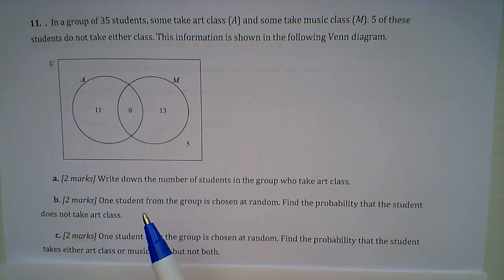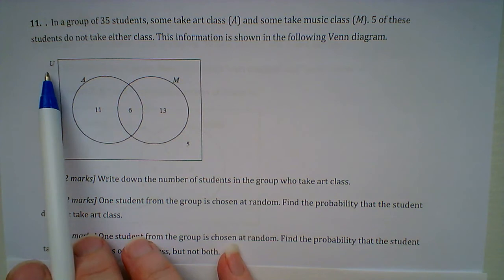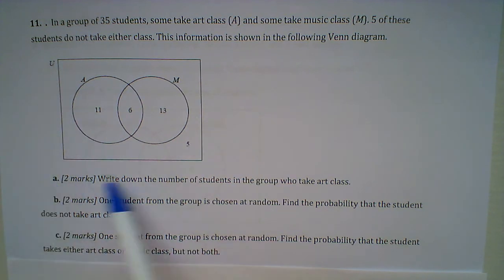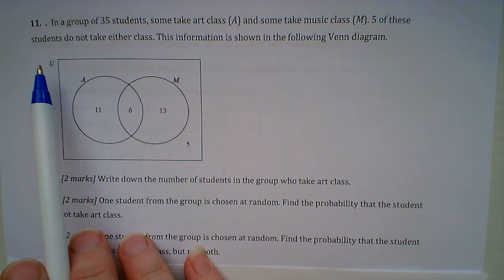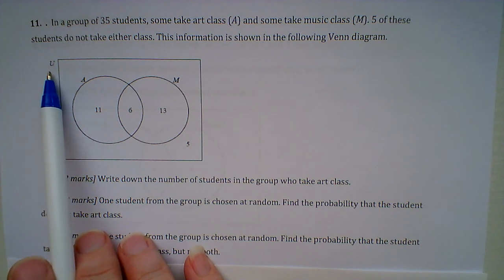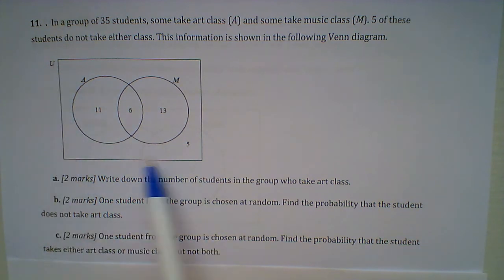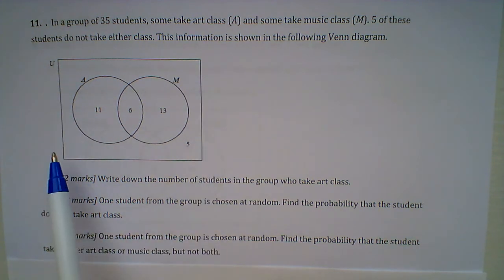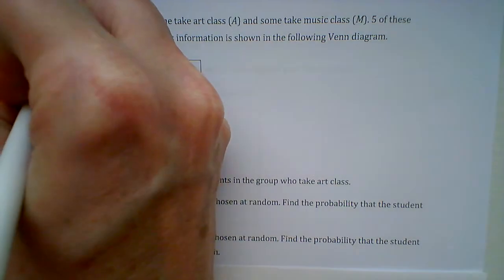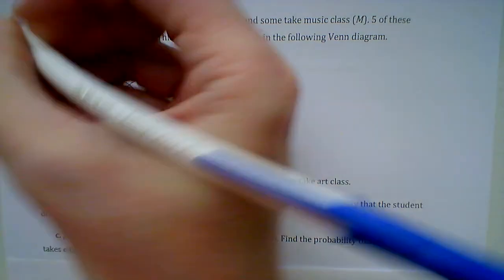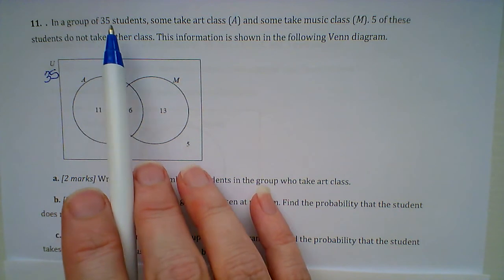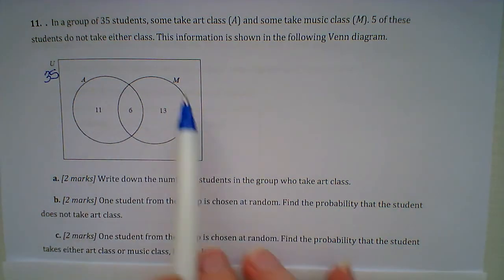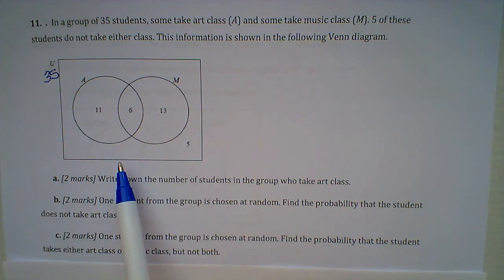So, okay, I've got my universal set. Now, I've got a whole bunch of stuff labeled for me. Just to keep in mind, though, how many students are going to be in our universal set? So how many students are going to be in our box here? Well, that's going to be 35, because I have a group of 35 students. So I know that inside the box, I'm going to need 35 students.